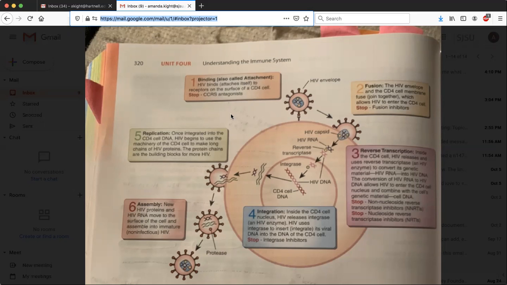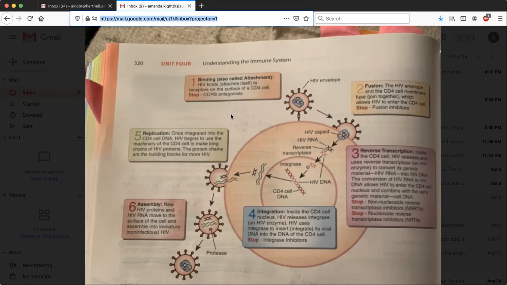So basically, remember there's a 7-part transcription process. You might want to keep that in mind. That may or may not be on your quiz on Friday. So number 1 has to do with the attachment part.